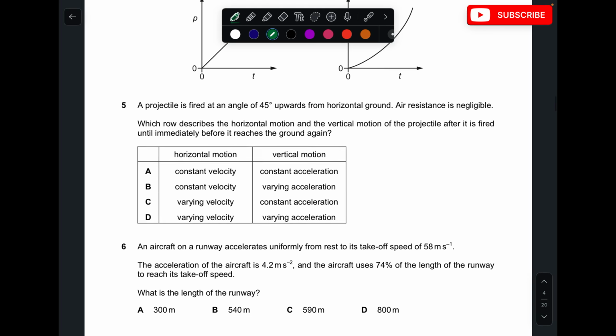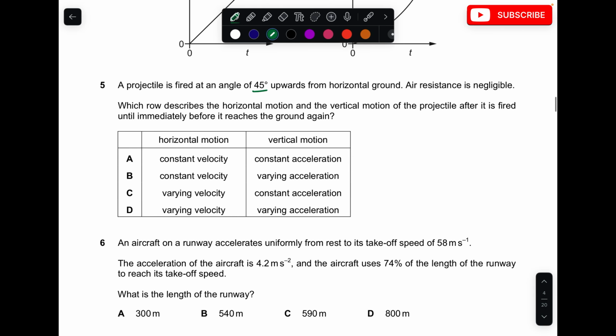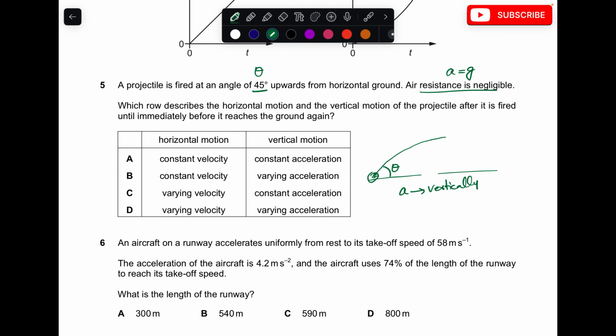In question 5, a projectile is fired at an angle of 45, so you have theta upward from the horizontal. Air resistance is negligible. It means acceleration can be taken as g, that is constant. Which row describes the horizontal motion and vertical motion of the projectile immediately before it reaches the ground again? So if you remember the projectile motion topic, if something is launched at some angle theta, what you need to keep in mind is that acceleration will only be acting vertically, and that will be constant.